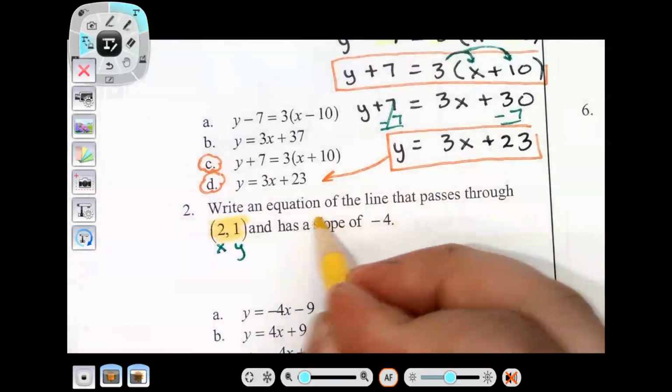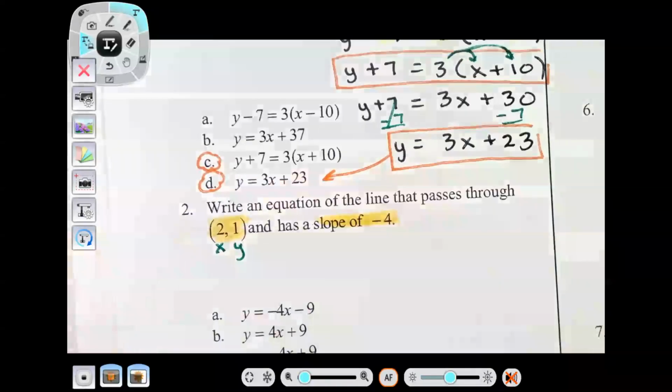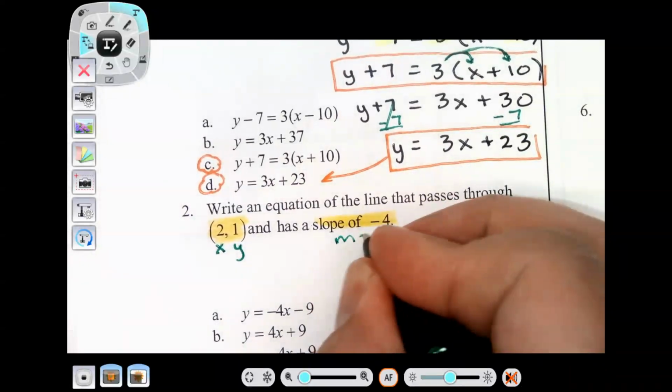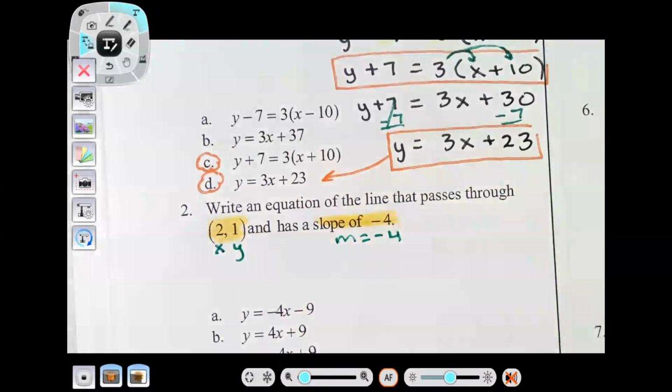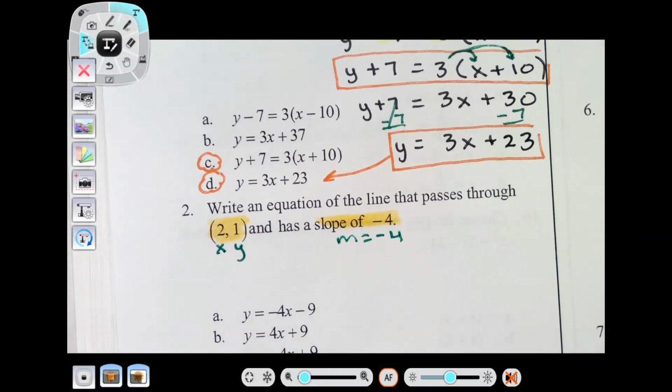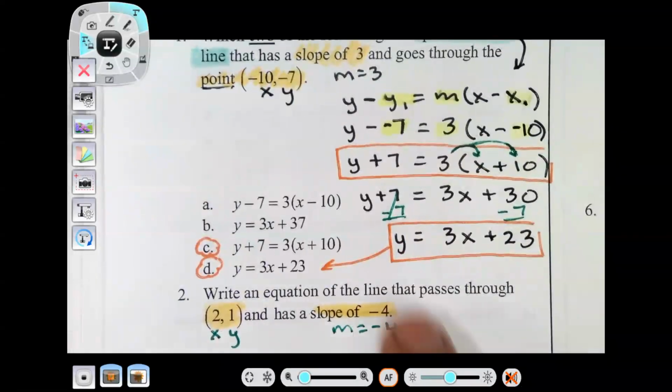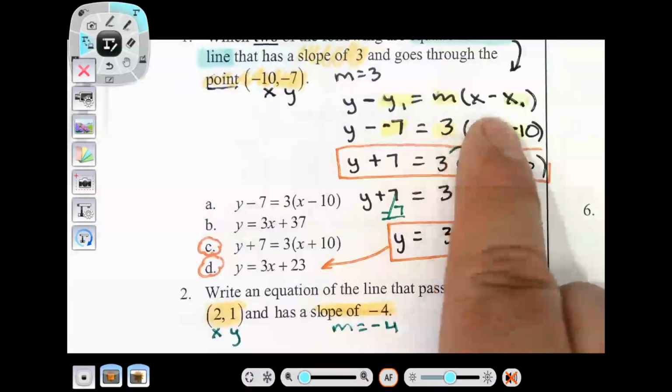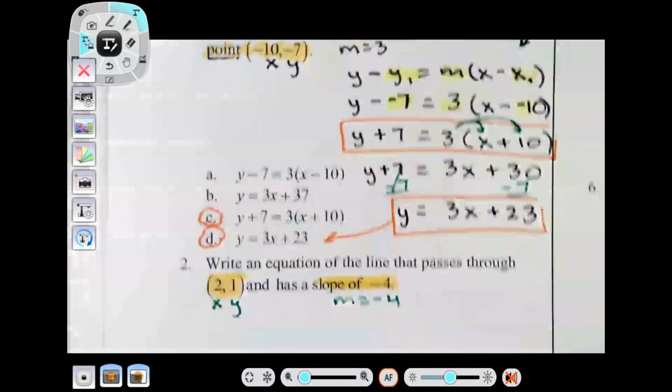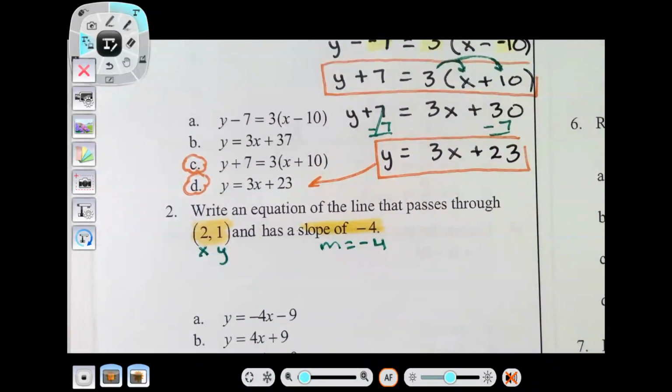They gave me a slope of -4. Well, then that means my slope, m, is -4. Again, I have 3 pieces of information. Well, just like I did up here, which means I'm bringing in point slope again.